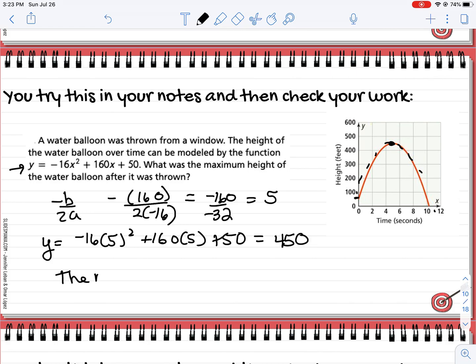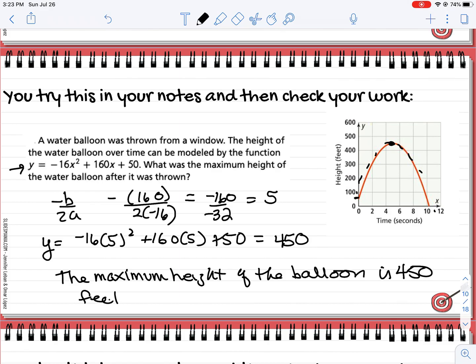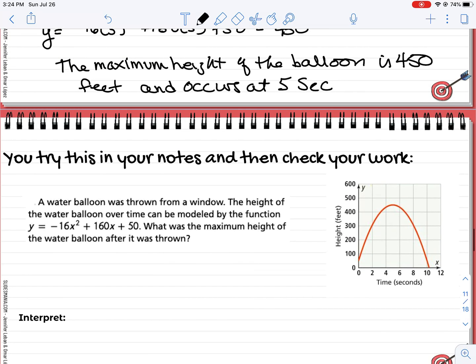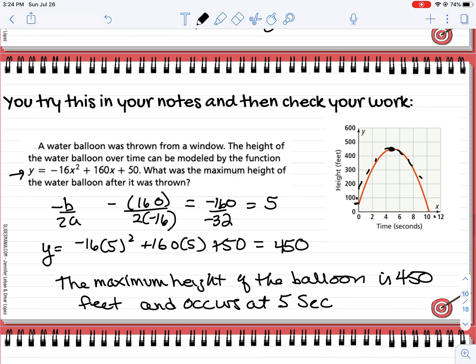So to interpret this, we would say the maximum height of the balloon is 450 feet and occurs at 5 seconds. So basically after 5 seconds, the balloon is 450 feet up in the air. Okay, so hopefully you did okay on that one. I think we'll stop there, but that gives you an example and one to try on your own.